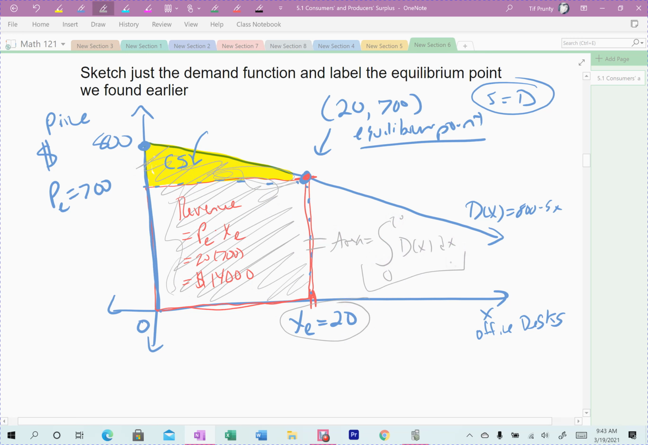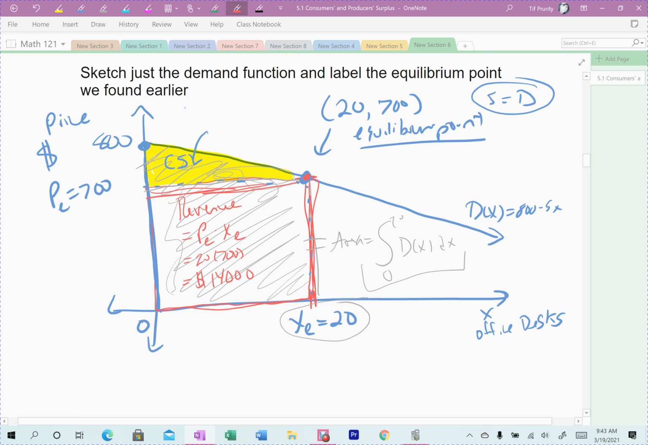This is actually the amount they would have been willing to spend up to the equilibrium point. That would be the sum of all of the demands from 0 to the equilibrium point. It would be all the amount they would have been willing to spend. The amount they actually spent was the rectangular area. That was the amount they actually spent, this rectangular area here. The extra that they didn't spend was the yellow above.